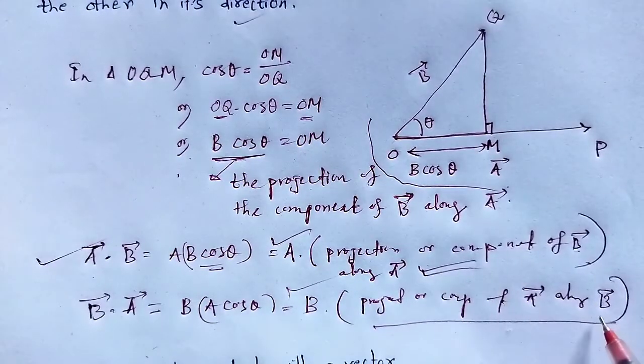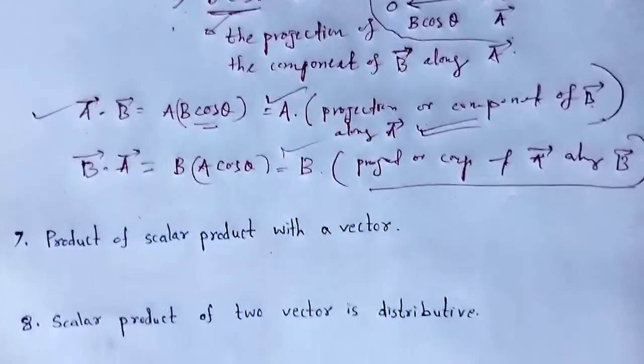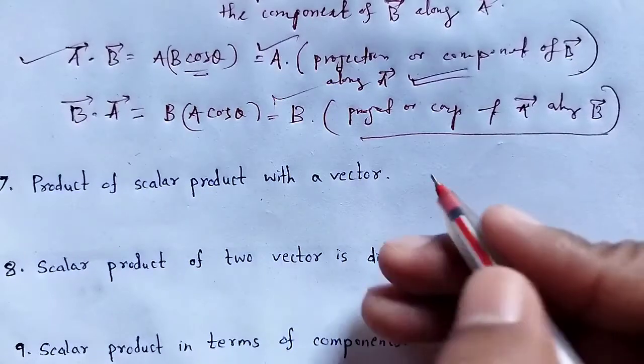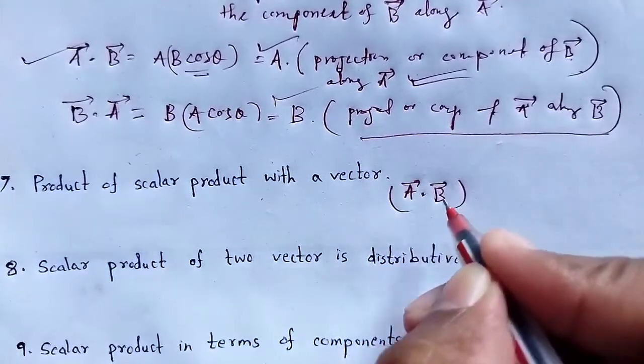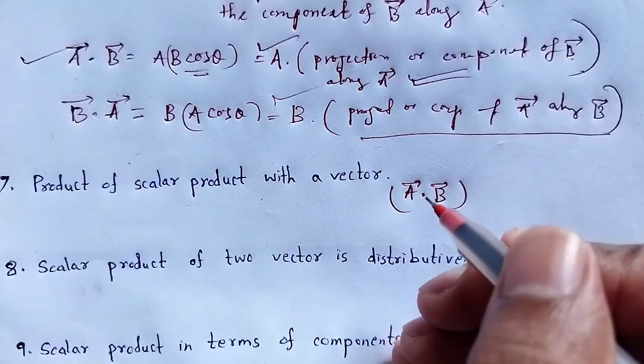Sorry, the projection of A vector along B vector and the projection of B vector along A vector. Again another property, product of scalar product with a vector. We know the result of dot product A dot B is a scalar. The result of a dot product is a scalar.